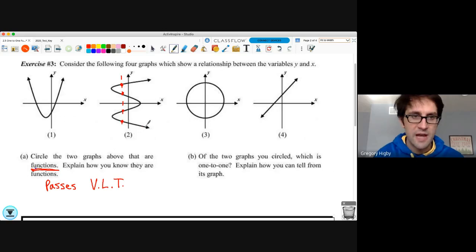So option 2 is not even a function. Same thing with option 3. If you look at option 3, you can draw a vertical line anywhere. It doesn't have to be right there. It could be over here. It only has to fail the vertical line test once.